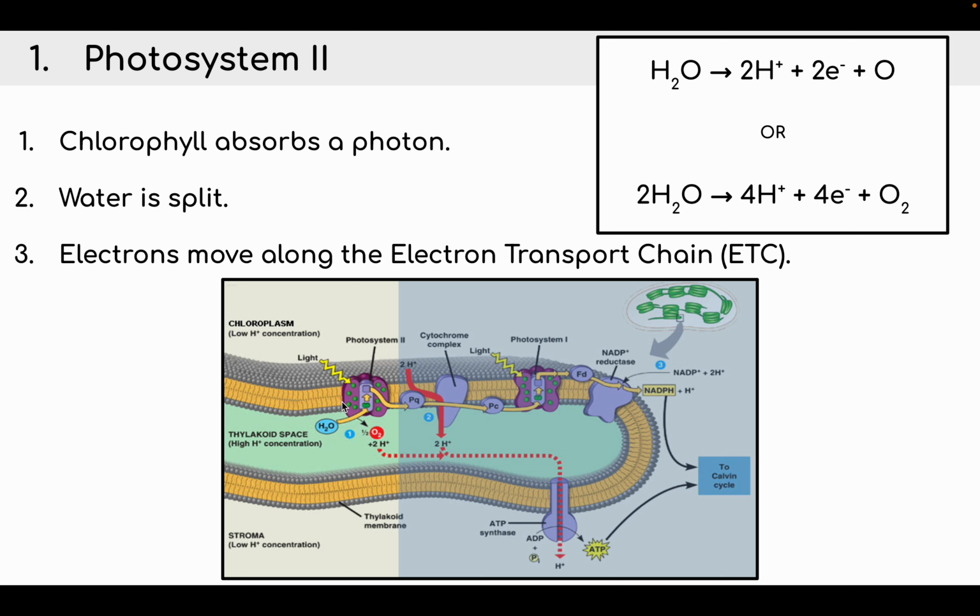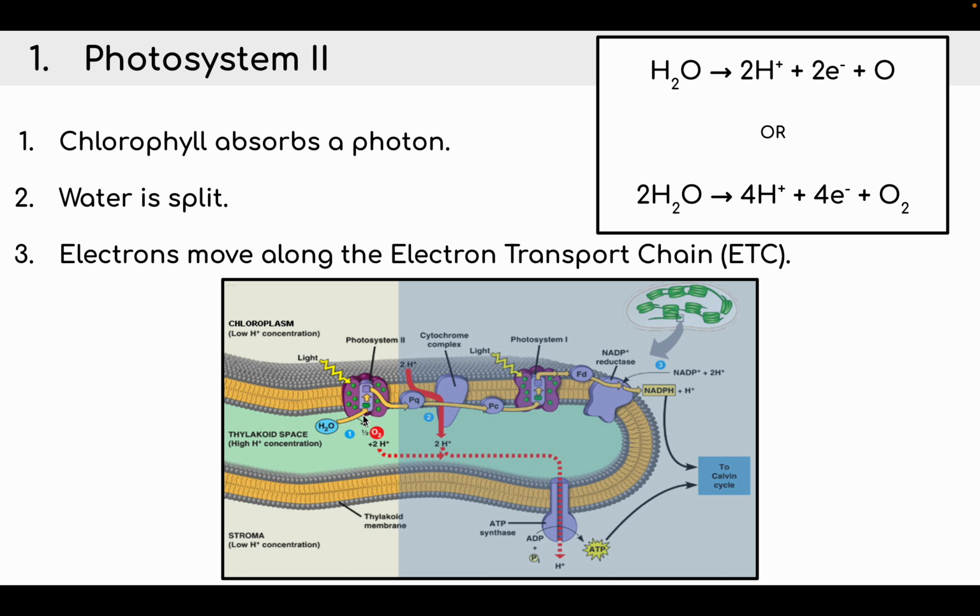Now, the chlorophyll molecule that had the electrons knocked off of it needs to replace those electrons. And so those electrons are replaced by water. So remember that one of the requirements for photosynthesis is water. One of the reactants is water. And so this is where water is used. It's used at photosystem 2.